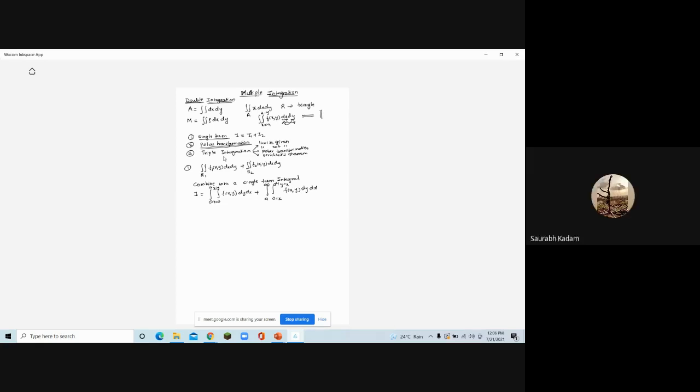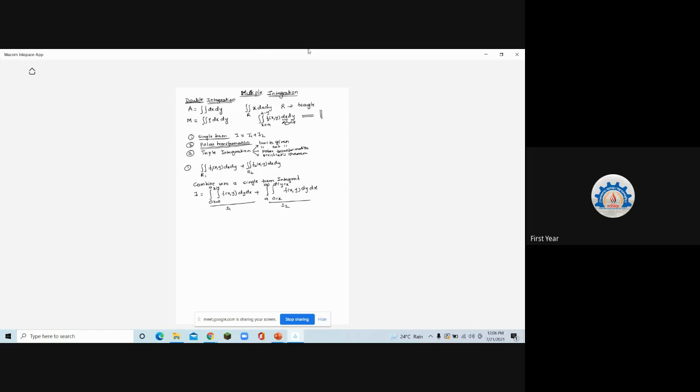Yes, so horizontal strip is considered when the internal limits are of x. That means horizontal strip is given. Now if I want to convert it to a single term, I'll consider the vertical strip, and then it will become a single integral. So let us try to draw the diagrams.